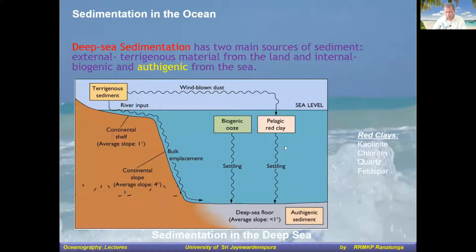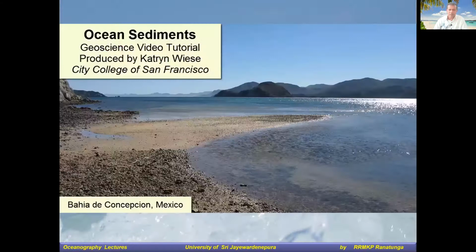In these different ways the sediment can be deposited, and then at the end they become marine sediments in general, right? So let's see a little bit further on the marine sediments. I have a small video clip. We can watch that one and then we'll come back.